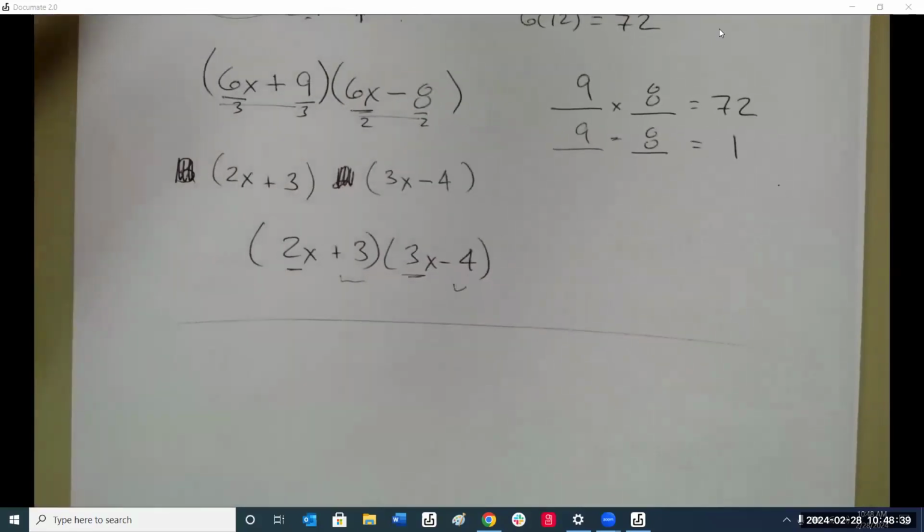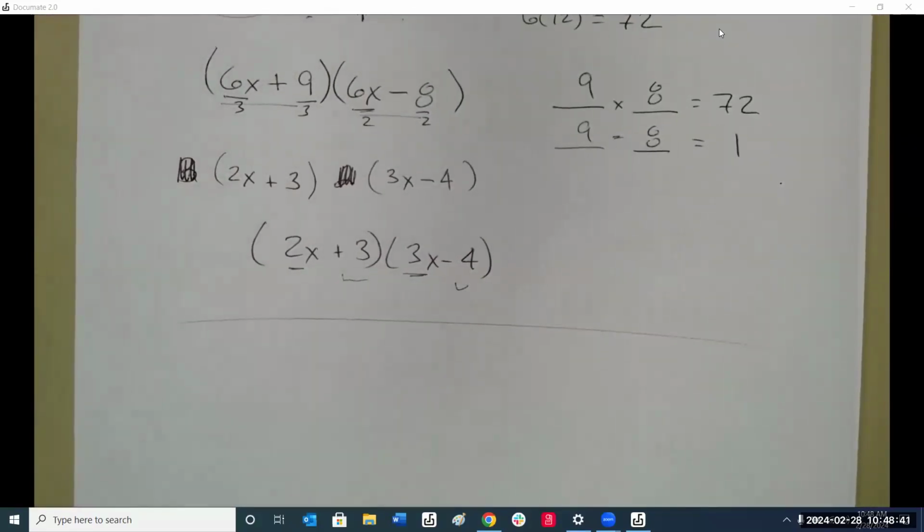So now we're going to look at solving equations. Time's running by. It's almost done already.